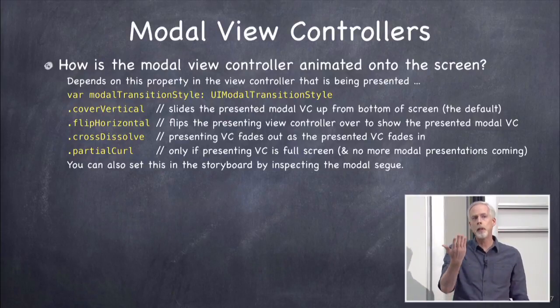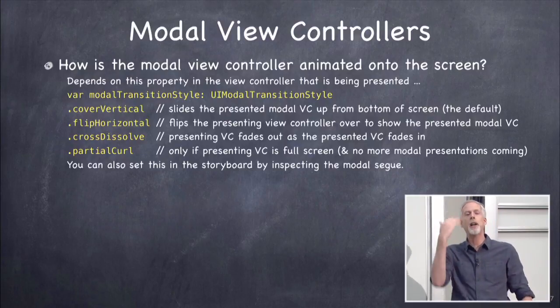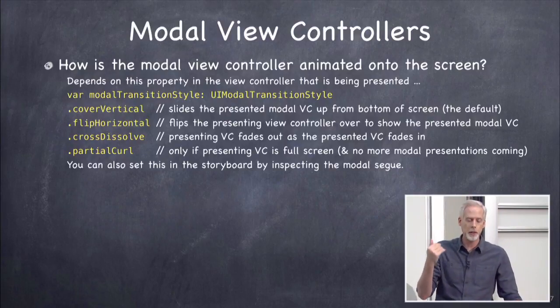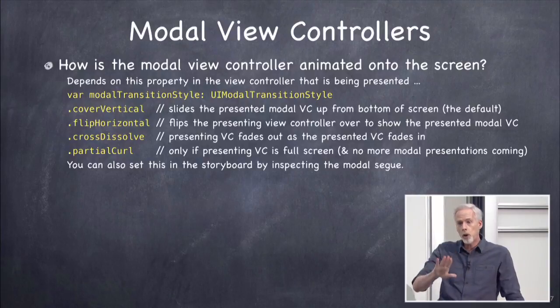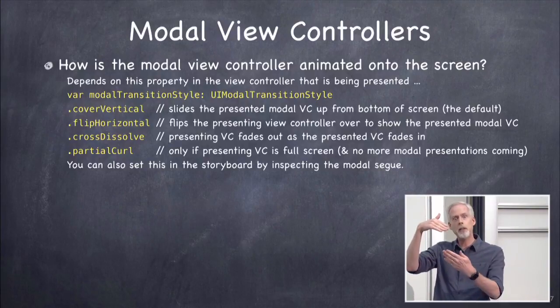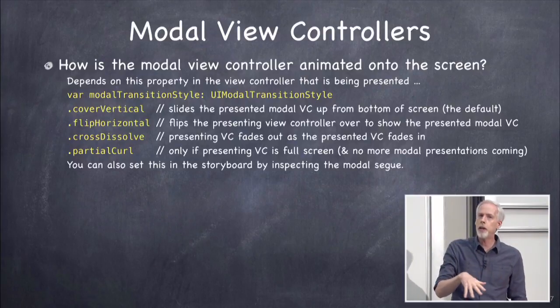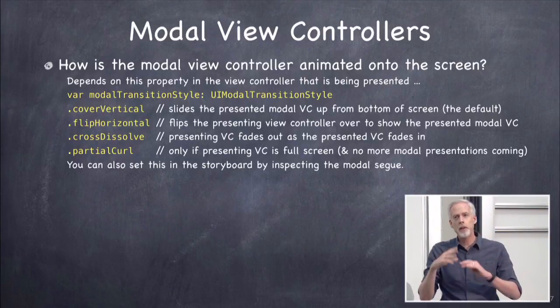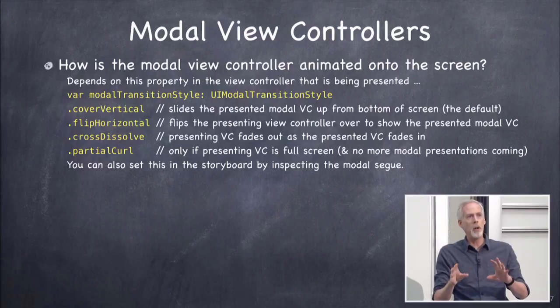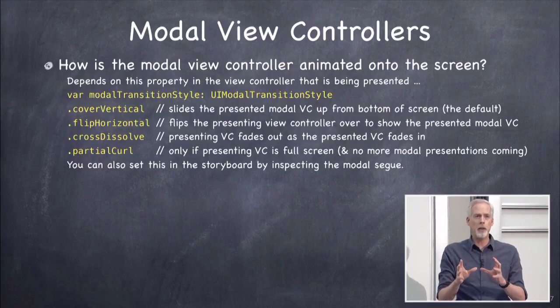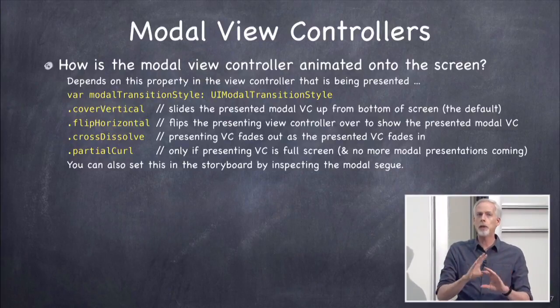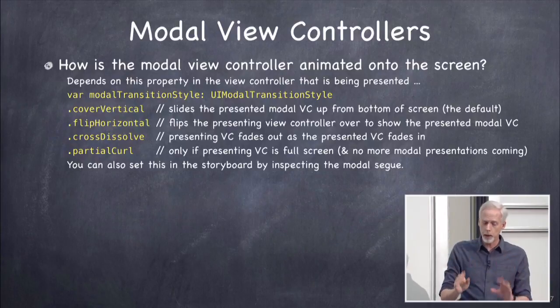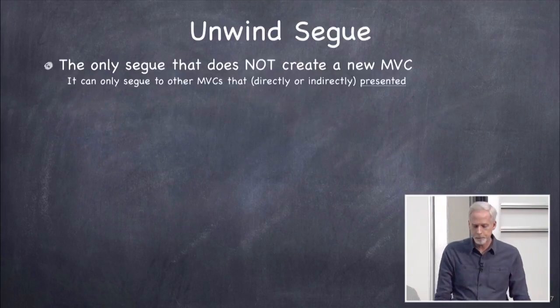And it's the same things we saw with the other one. You can flip to have it appear. It can cross dissolve in there. It can slide up from the bottom. That's cover vertical. That's the default. And you can even do that partial curl where it will kind of lift it up like it's a piece of paper and see the new one in behind. In all cases, though, no matter how it animates on or how it shows, it's modal. Only that new MVC can be interacted with. The other MVCs, like the one that presented it, are kind of temporarily disabled.